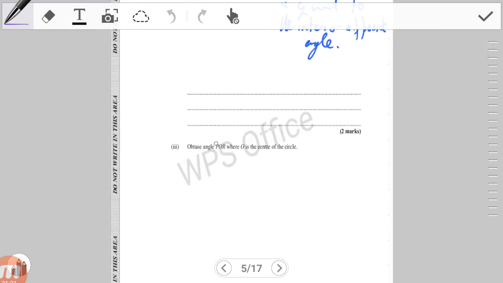The next one is going to be the obtuse angle. You are to find the obtuse angle POR, where O is the center of the circle. We know that the term obtuse means that the angle is going to be greater than 90 degrees, but at the same time less than 180 degrees. My apologies, guys. So that's what the word obtuse means.